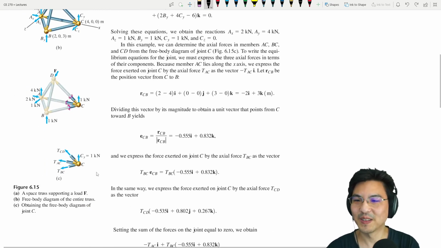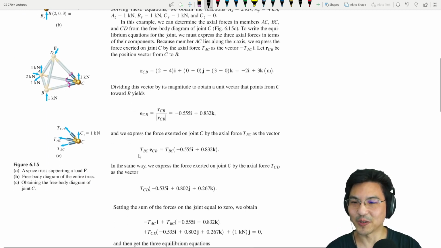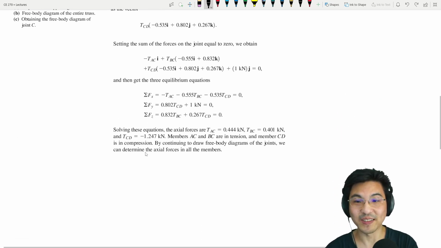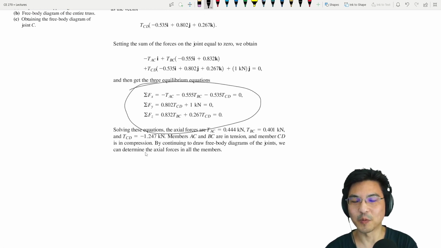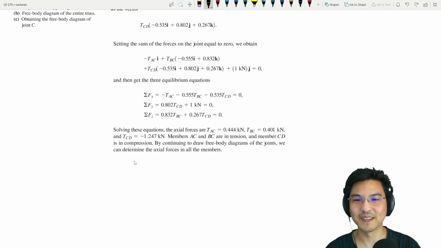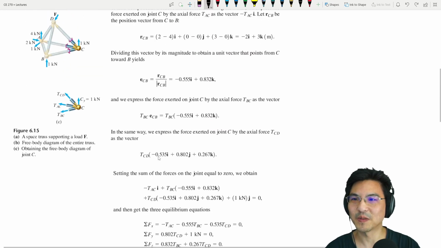Step 2, take a free body diagram of only joint C, and that gives you these three equations. I have a problem with this method. First of all, I don't like this round-off error here. See all these decimals? I would have left it in a better form. For example, really quick.